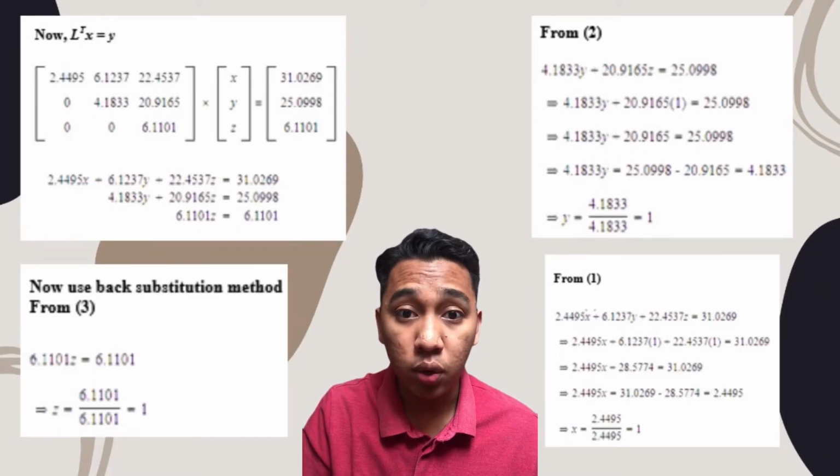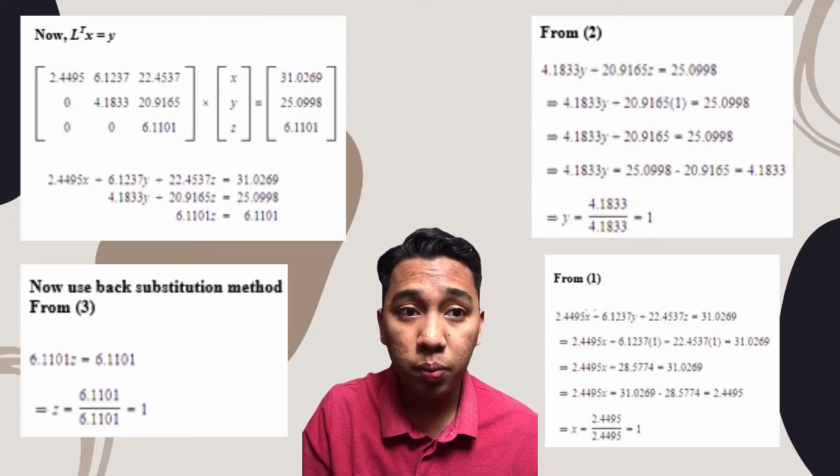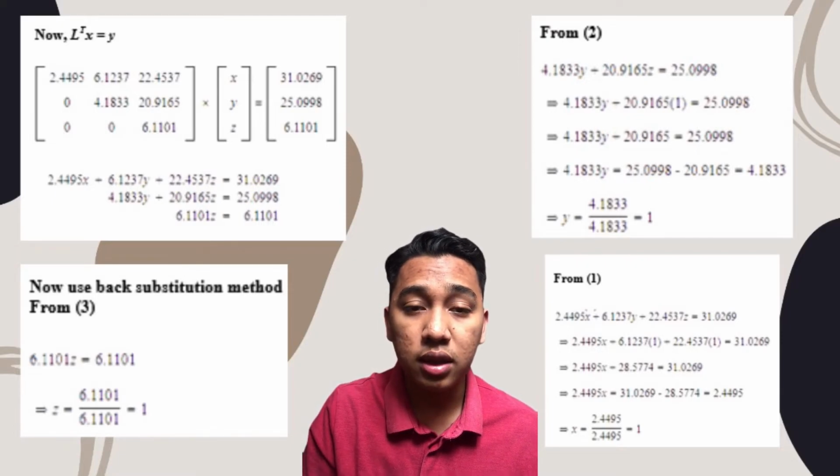LTX equal to Y, then we put it in the matrix form. Then use the back substitution method. From equation 3, 6.1101z equal to 6.1101, so the final answer for z is 1. Next, from equation 2, 4.1833y plus 20.9165z equal to 25.0998, so the answer for y equal to 1. From the last equation, that is equation 1, 2.4495x minus 6.1237y minus 22.4537z equal to 31.0296, so the answer for x equal to 1.